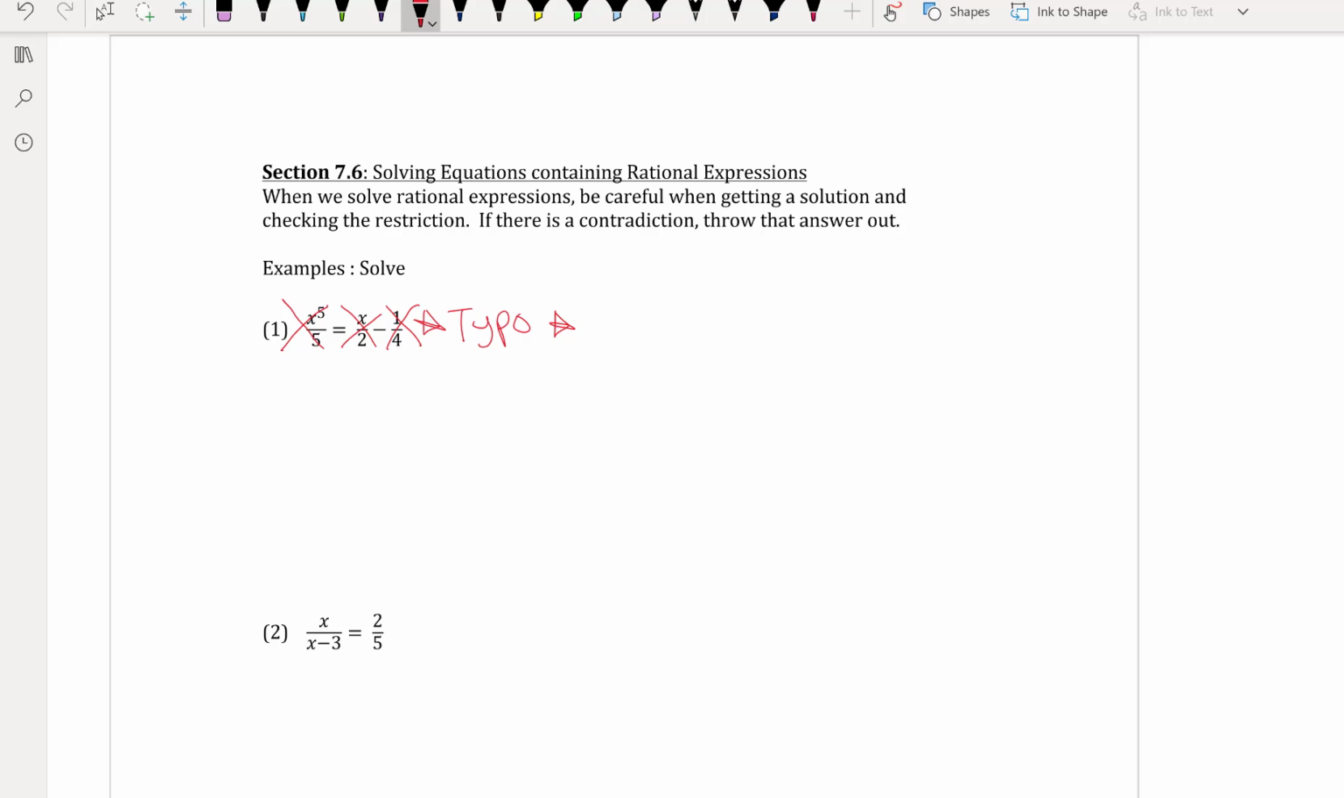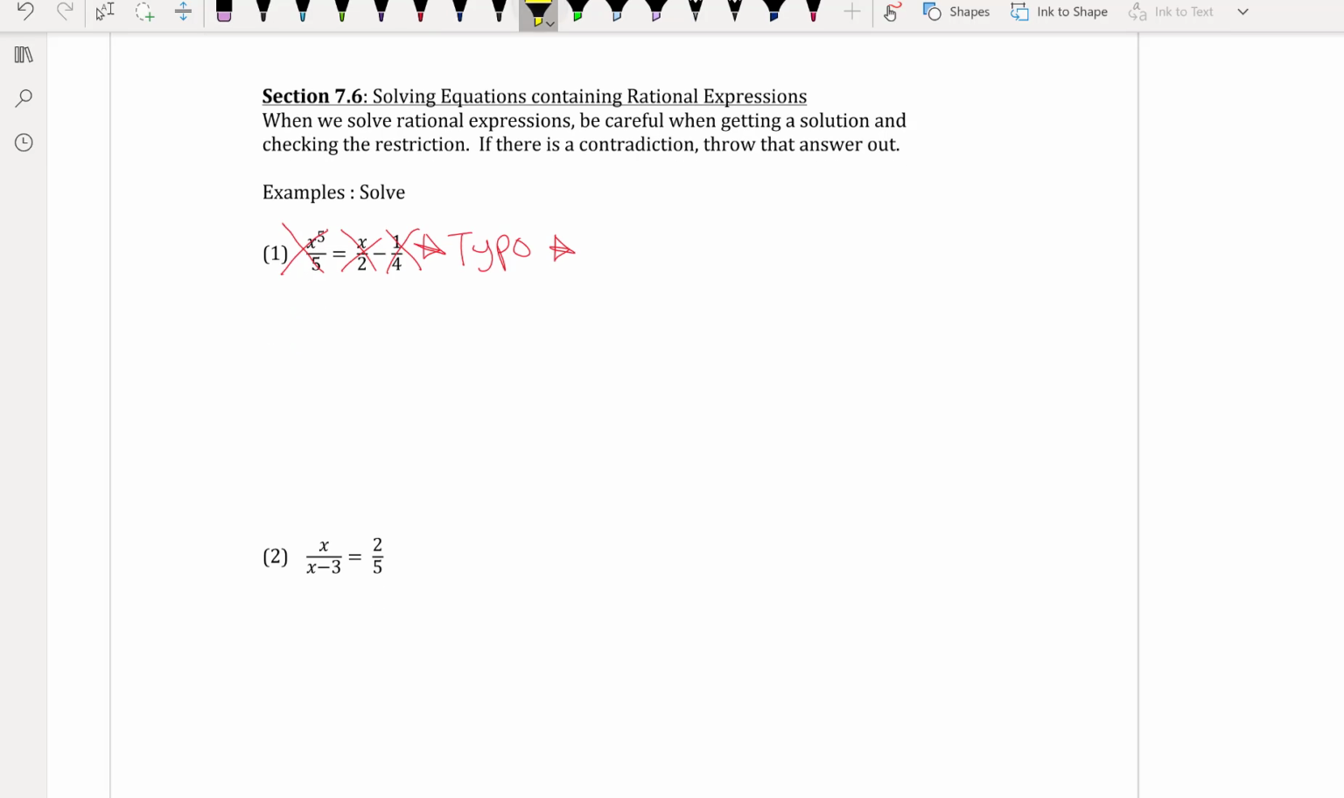So 7.6 is all about solving equations containing rational expressions. When we solve rational expressions, be careful when getting a solution and checking the restriction. If there is a contradiction, make sure to throw the answer out. Whenever we're thinking about an equation, the equation comes from having an equal sign. That's the difference between an expression and an equation. So the equation is always going to have the equal sign, okay?